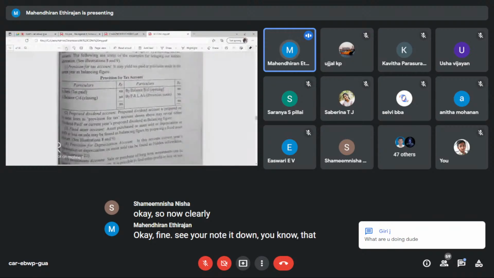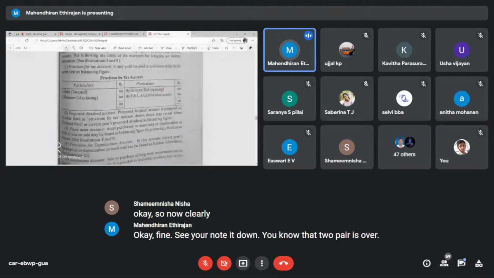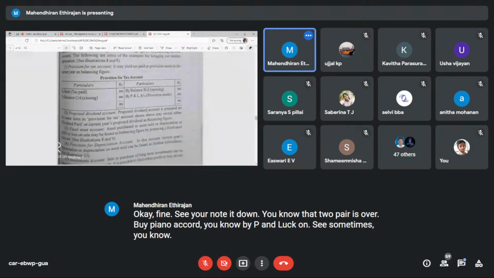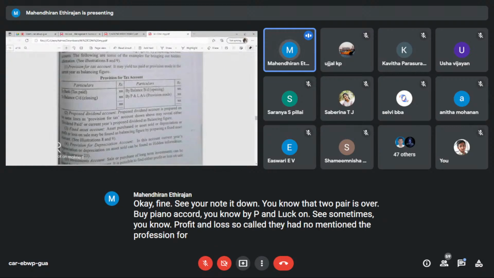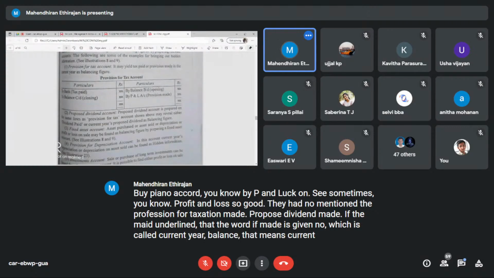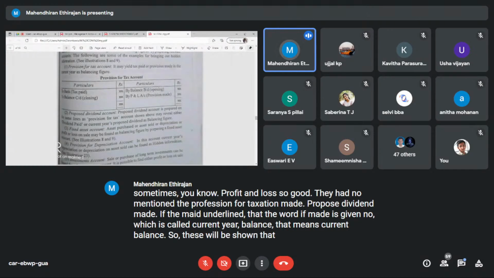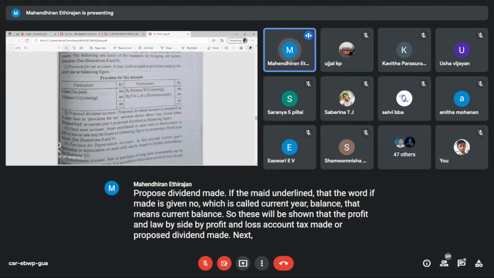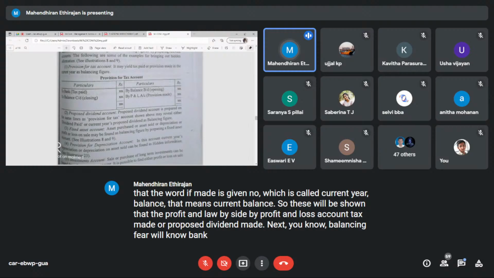You know that tax paid is found by the P&L account. Sometimes the profit and loss account has no mention of the provision for taxation made or proposed dividend made. If "made" is given, underline that word, it is called the current year balance. So these will be shown on the profit and loss account side, tax made or proposed dividend made. Next, the balancing figure will be the tax paid.